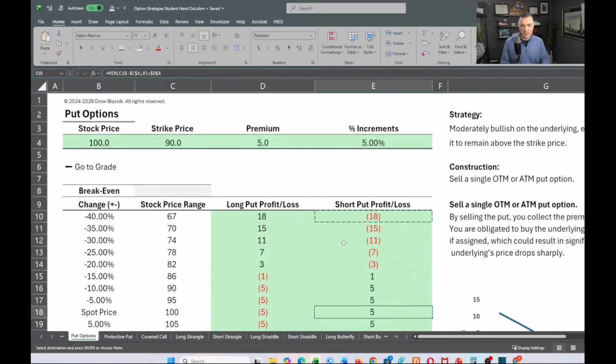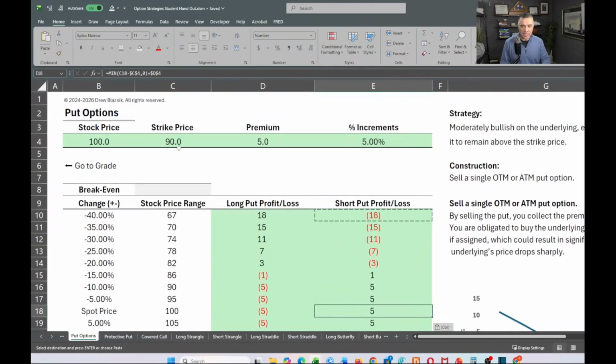We could think about what's the break-even point. Well, the break-even point must be 85. That's where it breaks even, because if the stock price is 90, you can sell it for 90, but once it hits 85, the buyer makes the money back of the 5, and the seller loses the 5 at 85, because they have to make up the difference between the stock and the strike. So the break even is at 85.